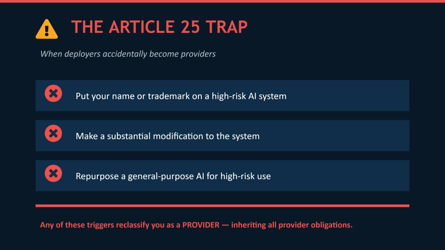And there's a trap here that most people don't seem to be aware of. Article 25 of the EU AI Act says that if you do any of these 3 things, like put your name or trademark on a high-risk AI system, or make a substantial modification, or repurpose a general purpose AI for high-risk use, you automatically become a provider, not a deployer, a provider, with all the heavier provider obligations. Many organizations don't realize this reclassification risk exists. You might think you're just deploying someone else's AI, but the way you're using it could make you legally a provider.